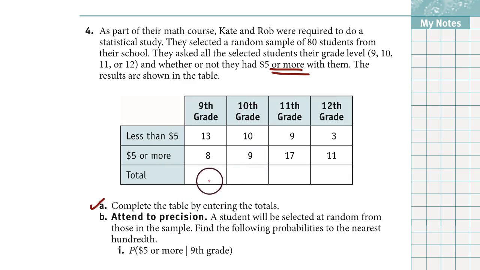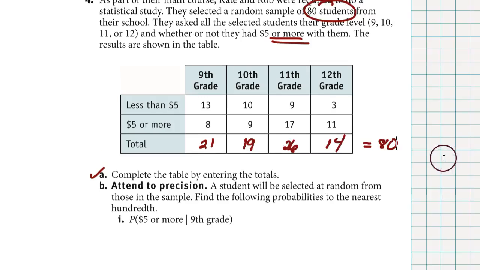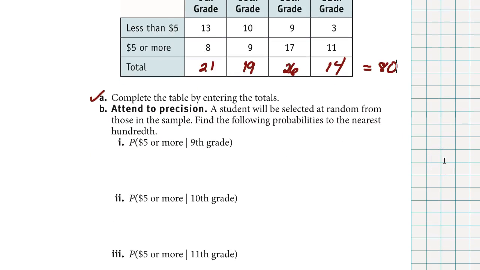Here are the answers in the last row. 13 plus 8 is 21 ninth graders. There are 19 10th graders, 26 11th graders, and 14 12th graders. We can add that up to see if we really get 80 students like we're supposed to. It does make 80.